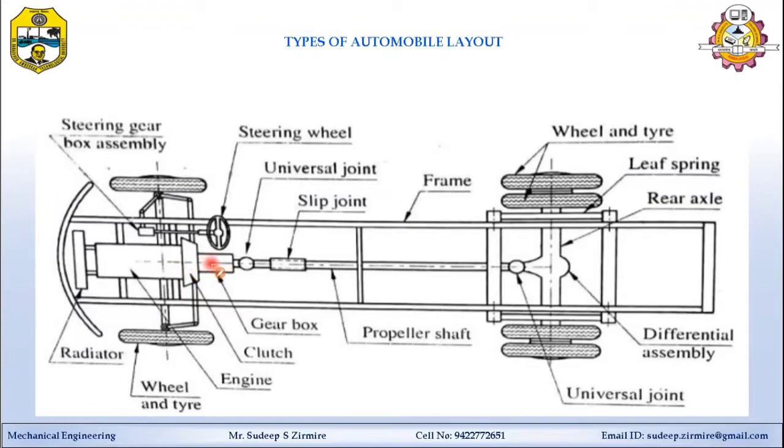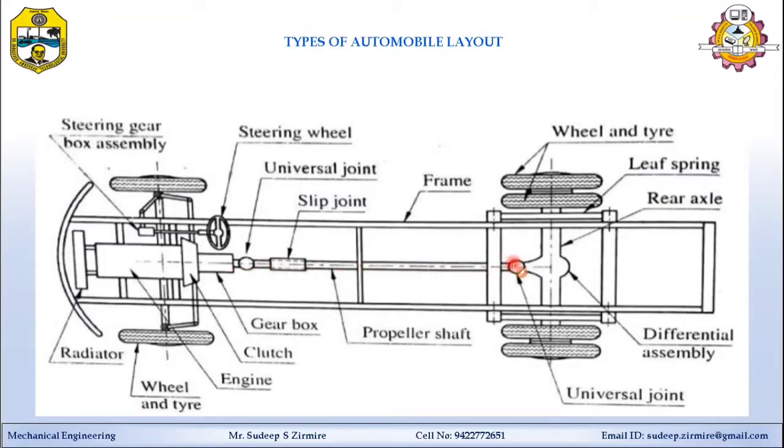The third component is the gearbox or transmission system. The gearbox is used to obtain various fixed torque ratios according to the requirement. It also helps to reverse the vehicle. It means the gearbox has 3 to 5 forward gears and 1 reverse gear with different torque outputs. After that, it is connected to the propeller shaft.